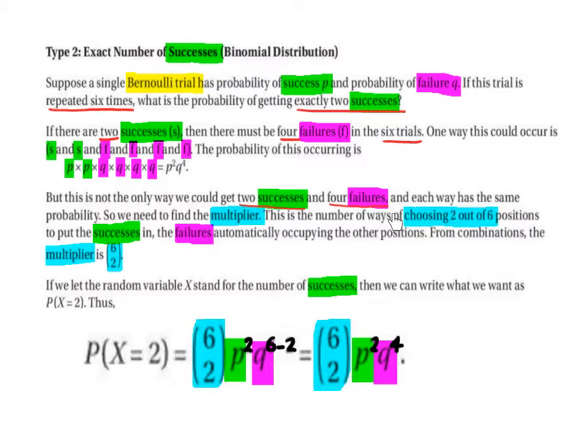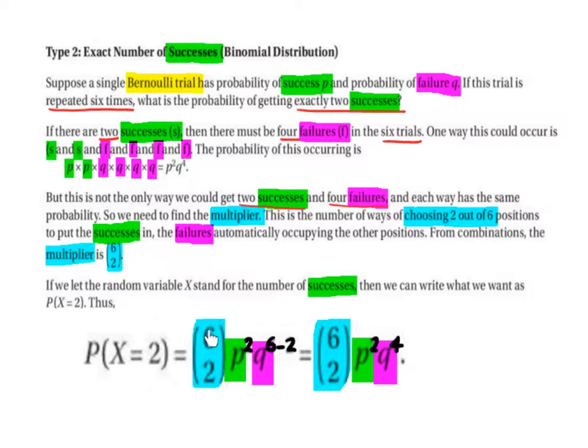This is the number of ways of choosing 2 out of 6 positions to put the successes in, and failures automatically occupying the other positions. From combinations, the multiplier is 6 choose 2. If we let the random variable X stand for the number of successes, which in this case is 2, then we can write what we want as the probability of X equals 2. Thus, the probability of X equals 2 is 6 choose 2 times P squared times Q to the power of 6 minus 2.